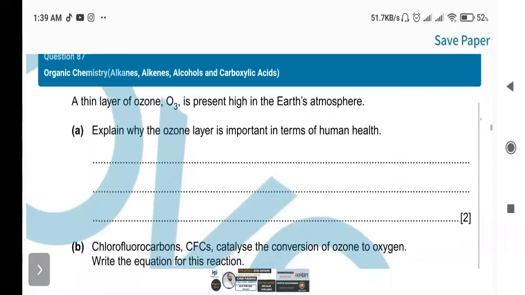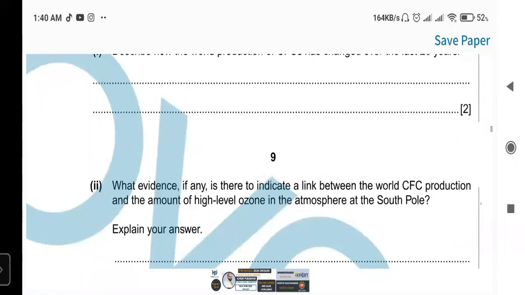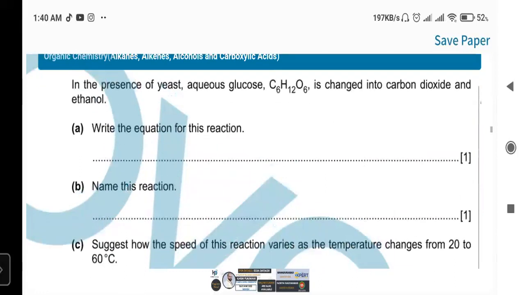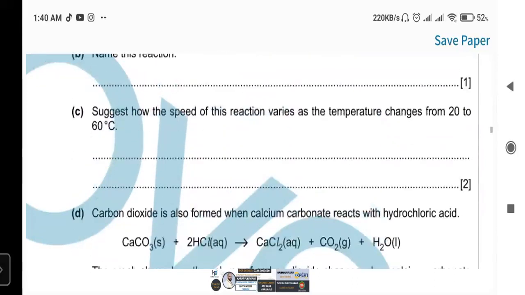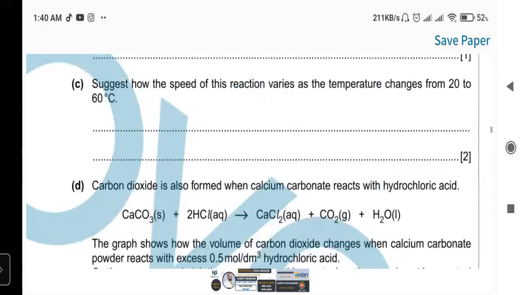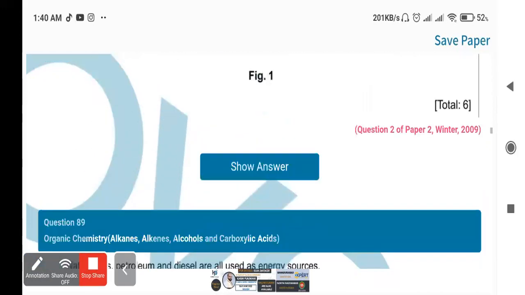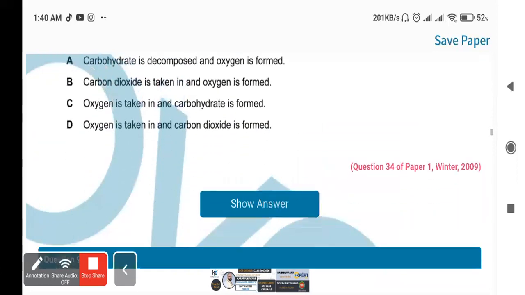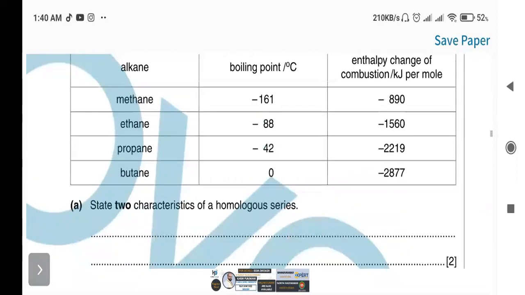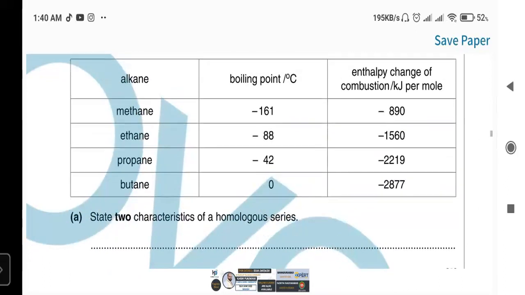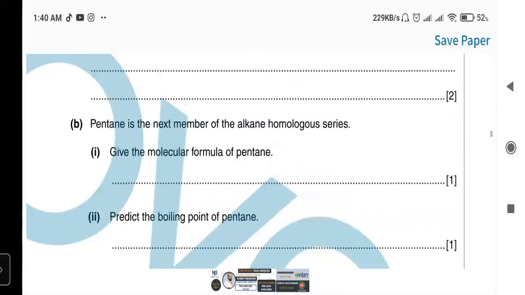Then the small math. You just learned about glucose. From biology, you know that at 60 degrees Celsius, the enzymes are already denatured, so the rate of reaction would decrease. Characteristics of homologous series we have discussed. Predict the boiling point of pentane in a similar way. You have to just follow a trend and give it a number.